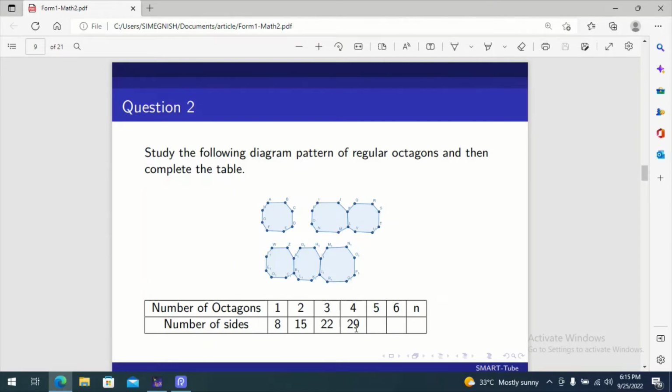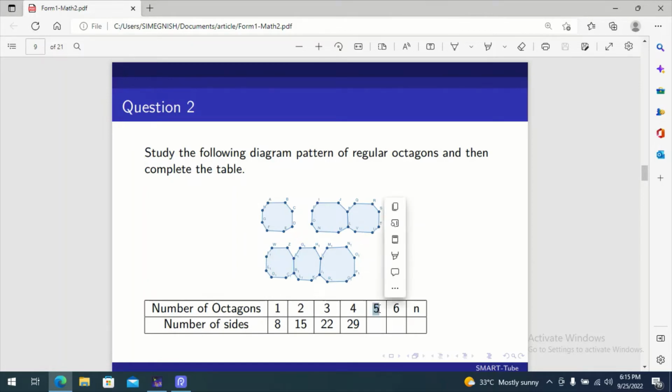Similarly for 4, if we have 4 octagons, how many sides will they share? They will share 3 sides. That means 4 minus 1. Here it is 3 minus 1, 2 sides. 2 minus 1, which is 1 side, they share 1 side. And 1 minus 1, they share 0 sides, as you see here.